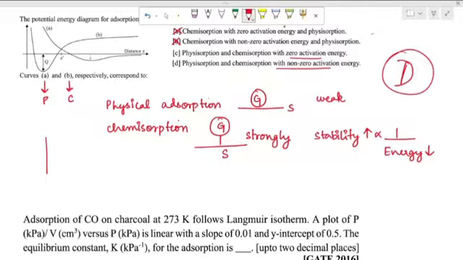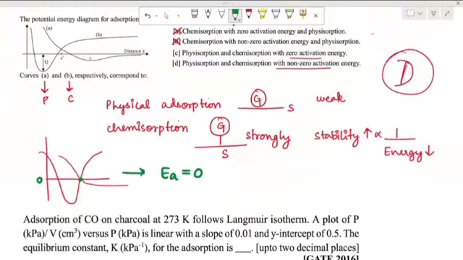Okay, if the curves were like this, just imagine that this is your chemisorption with a huge amount of drop in energy, and then this is your physisorption. Now you can see they are intersecting at zero, and in this case, the activation energy for the formation of the chemisorbed species will be equal to zero. All right.